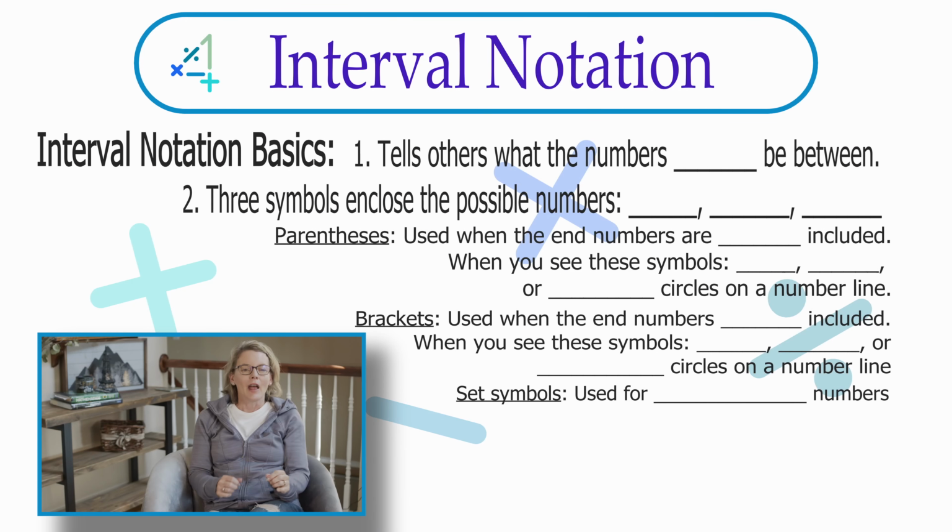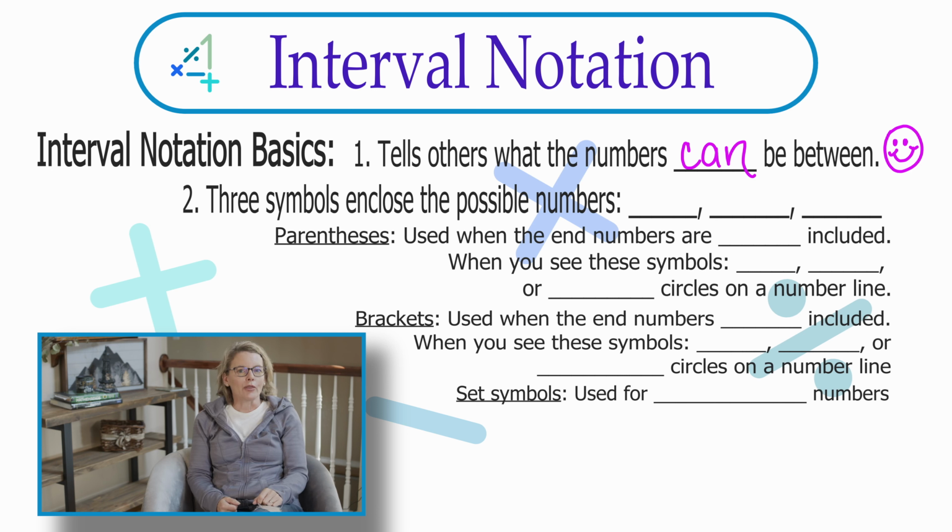Let's go over some basics of interval notation and then use them to do our examples. 1. This notation tells others what the numbers can be between. Maybe it's only full of optimism because it only tells us what's possible, not what cannot be.